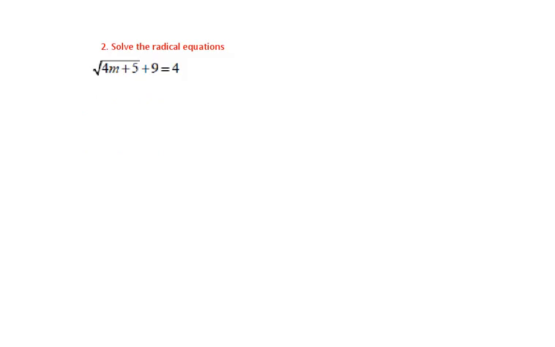Question 2. You notice how I wrote 2 in red. I did that intentionally because this is a trick question, and I will show you why. Let's say you didn't know it's a trick question because they're not going to use red ink on the test. First step will be to subtract 9. So as your result, you get 4m plus 5 equals negative 5.